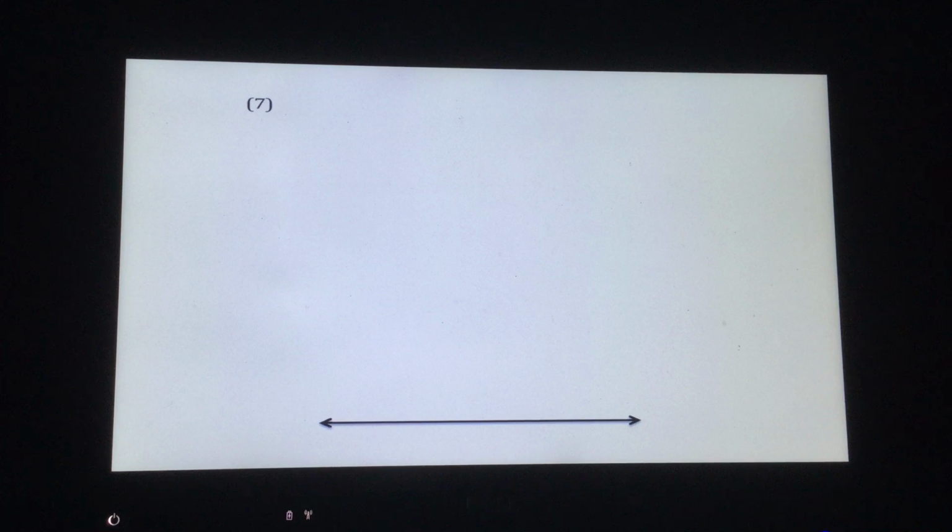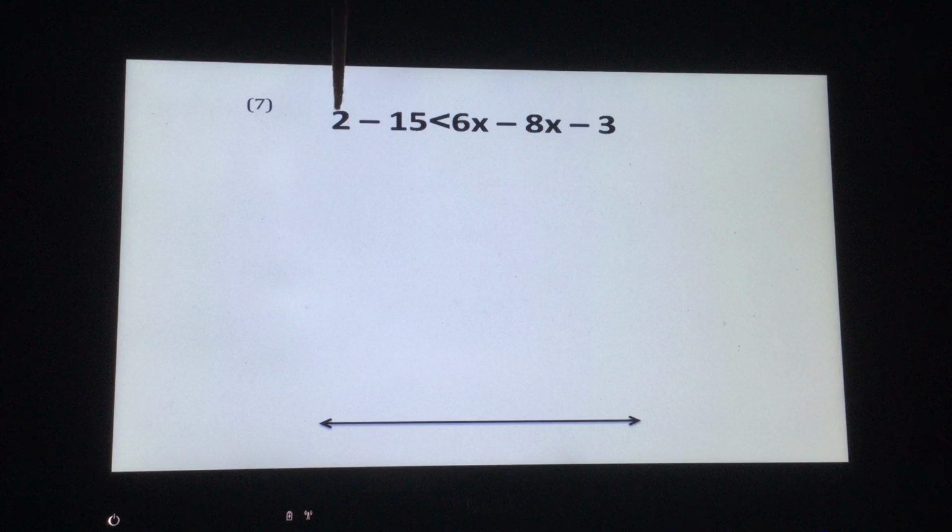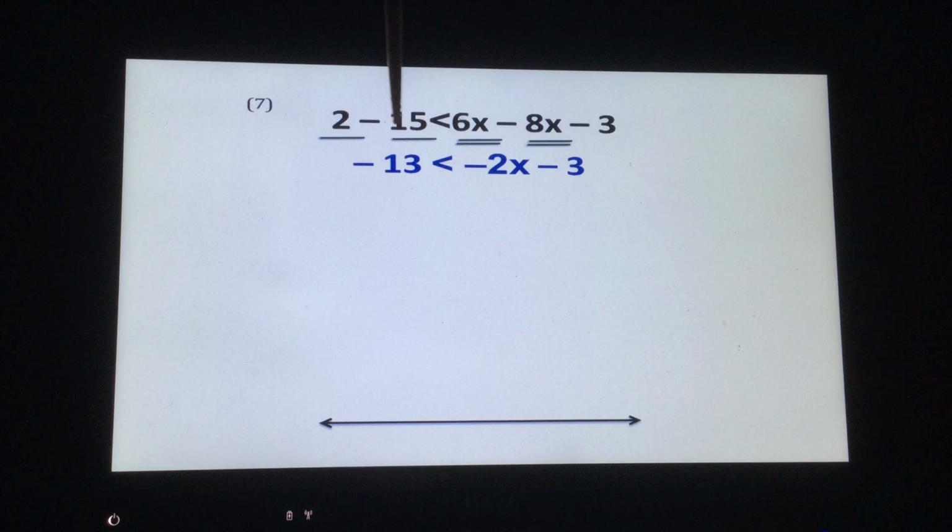Okay, last one. All right, so go ahead and do this one. All right, guys, so for this one, we have 2 minus 15. Those two things are like terms, so we're going to go ahead and combine them. And on this side, these two have x's in them. We're going to combine those. So we're going to get negative 13 is less than negative 2x minus 3.